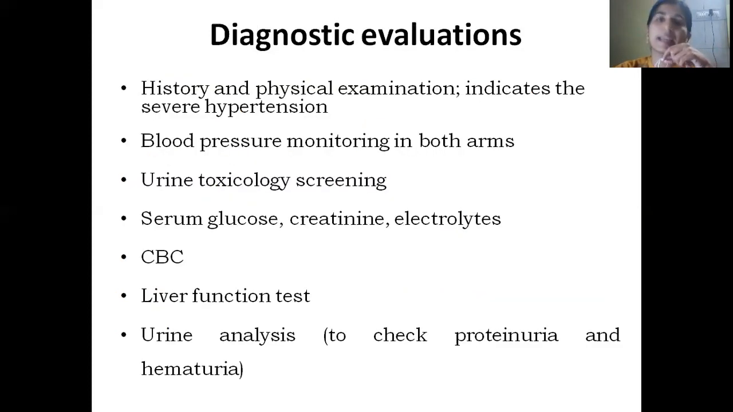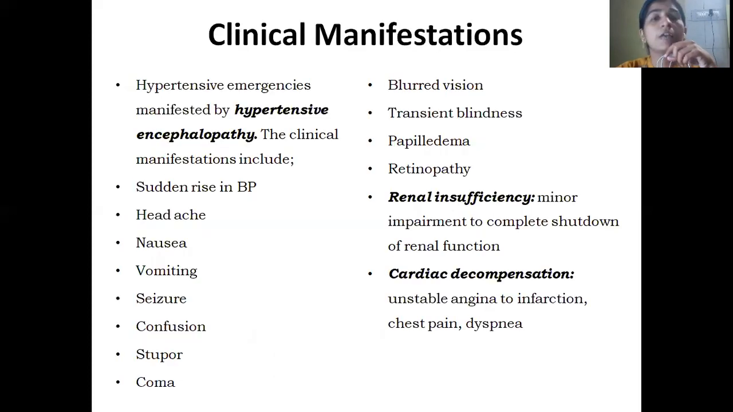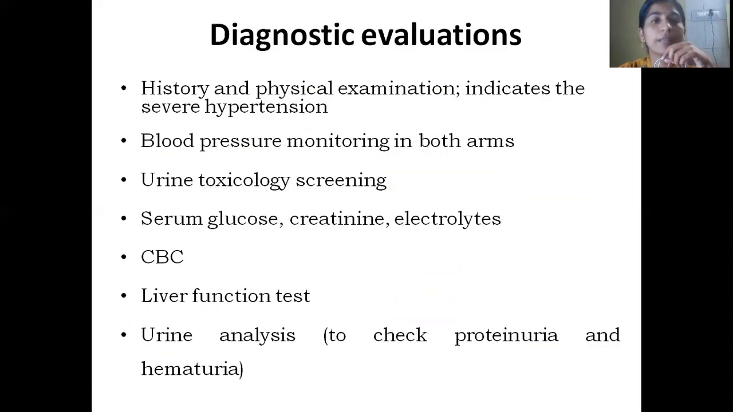Next, what may be the diagnostic evaluation? History and physical examination indicate severe hypertension. Once the patient is admitted with any of these symptoms, as a nurse or casualty nurse, we should check the patient's vital signs first and foremost. Along with that, we should collect a history and do a thorough, system-wise physical examination of that particular patient. Then blood pressure monitoring in both arms.